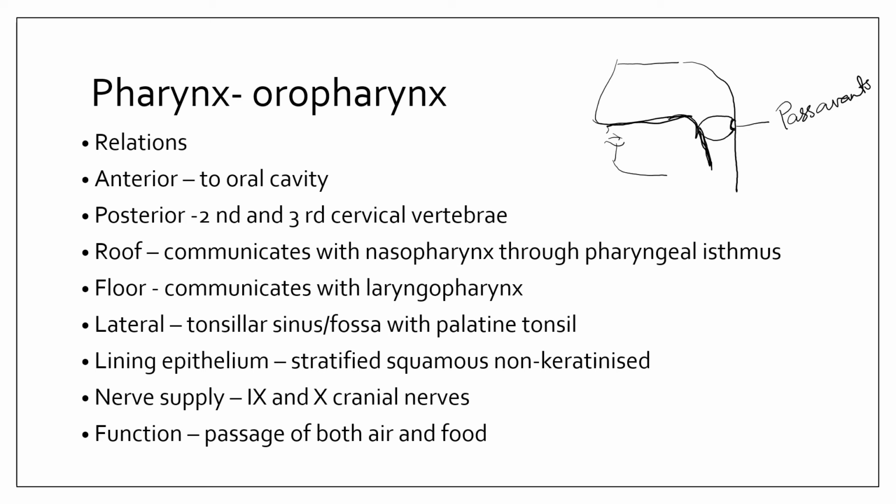So, as you can see, the air is coming from the nose and it will go anteriorly to the larynx and then to the trachea. Whereas the food is coming from the oral cavity and it will go posteriorly through the laryngopharynx into the esophagus. So, oropharynx is that part where there is crossing of the airway and the food way.